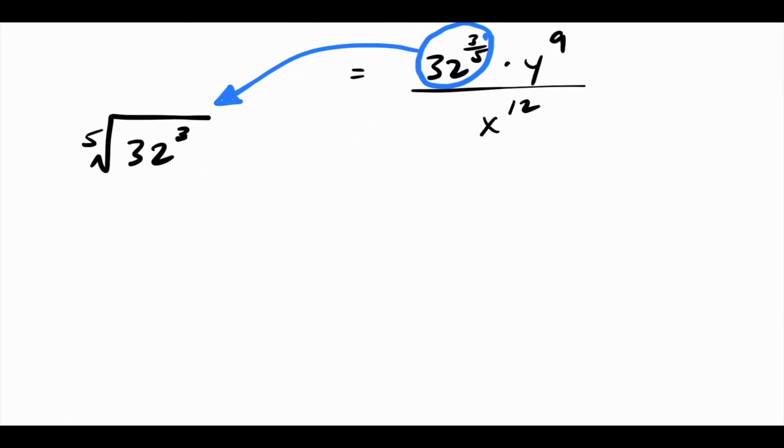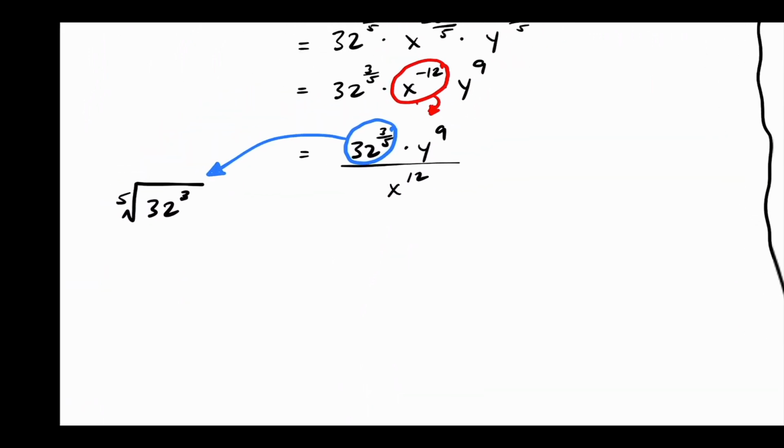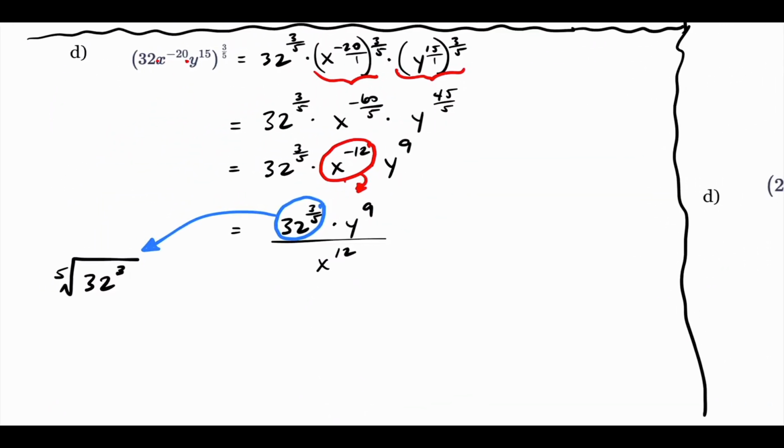So I have 3 32s, and I'm looking for groups of 5. Well, I don't have enough 32s. If I only have 3 of them and I'm looking for groups of 5, I don't have enough, right? But each of those 32s might have some, so I've got to break down 32. Okay. So I'm going to break down 32 over here.